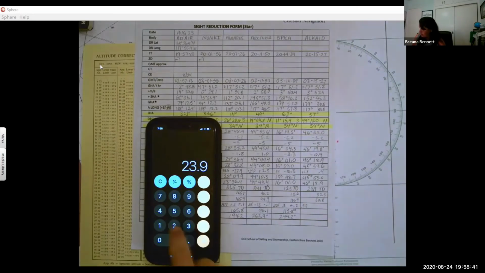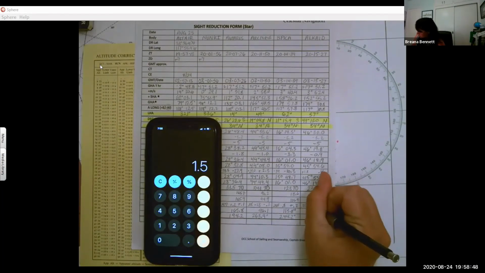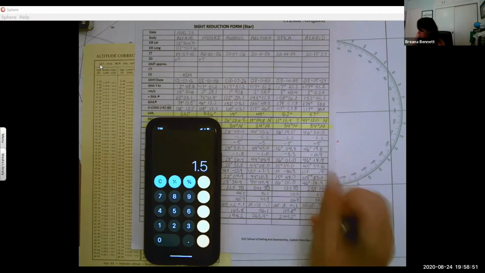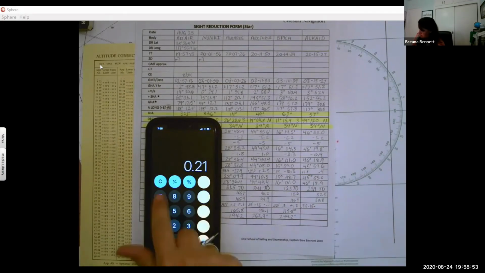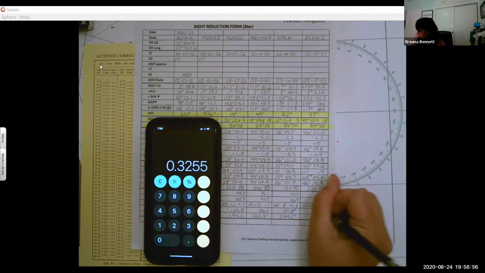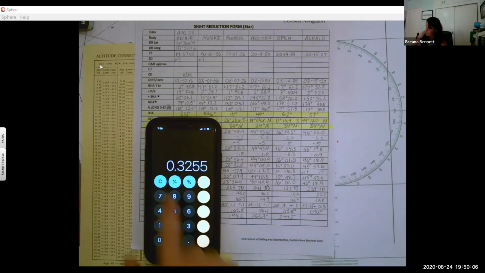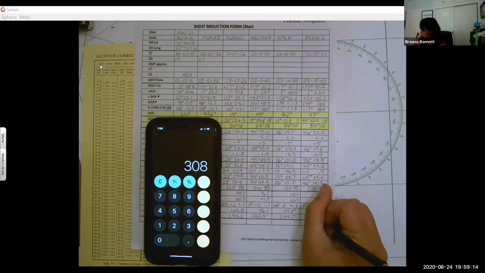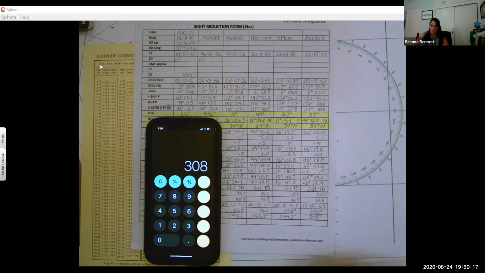All right, then we have 52.3 minus 50.8, which gives us a minus 1.5 times 0.217, and we have a minus 0.3. So we get 0.52 degrees, 360 minus 52, 308. Woo!